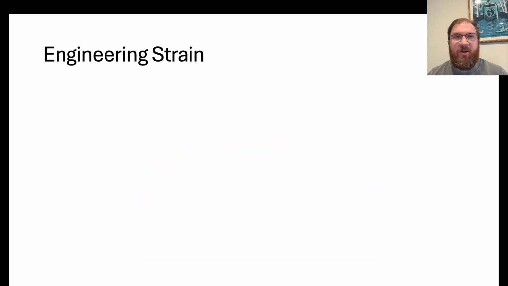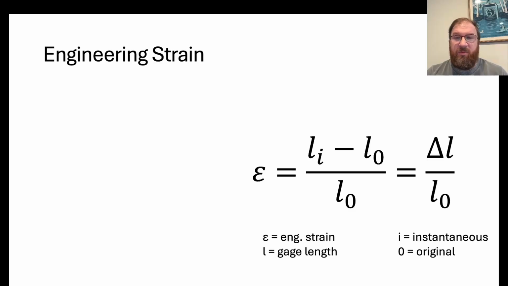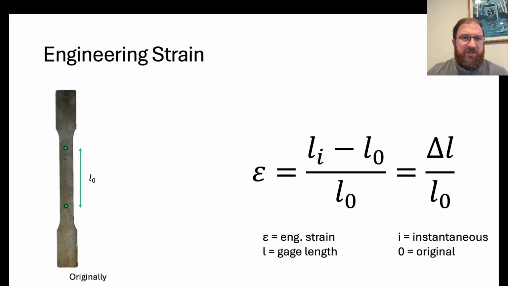So let's start with how do we get engineering strain? Engineering strain, or this epsilon here, is the instantaneous length of our sample minus the original length of our sample divided by the original length. So that's L_i minus L_0, and that is the same as the delta L, or difference of length, divided by the original.